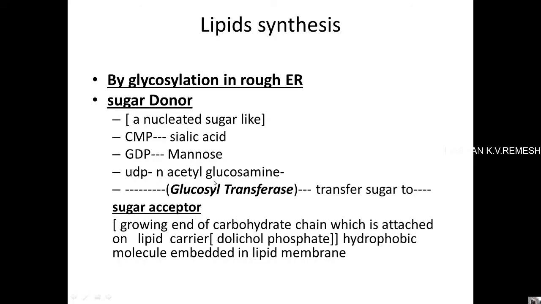So these are the sugar donors, and the glycosyl transferase enzymes transfer the sugar molecules from these donors to the sugar acceptor. The sugar acceptor is always a growing end of the carbohydrate chain. It may be attached to a lipid carrier. Here the lipid carrier is known as dolichol phosphate. These dolichol phosphates are hydrophobic molecules. They are embedded in the lipid membrane.